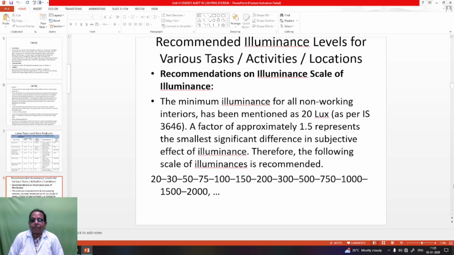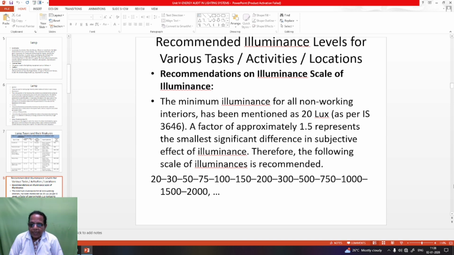Recommended illumination level for the various tasks, activities and locations. Recommendation of luminous scale of illuminance: the minimum illuminance for all non-working interiors has been mentioned as 20 lux. A factor of approximately 1.5 represents the smallest significant difference in the subjective effect of illuminance. Therefore, the following scale of illuminance is recommended.